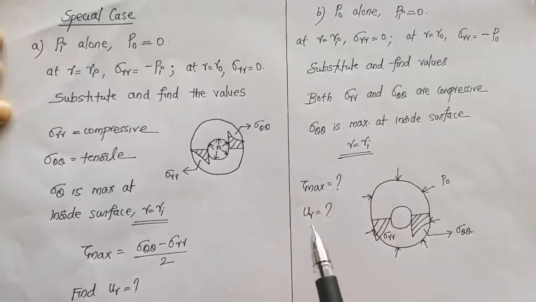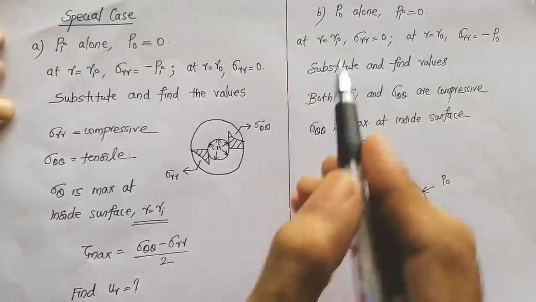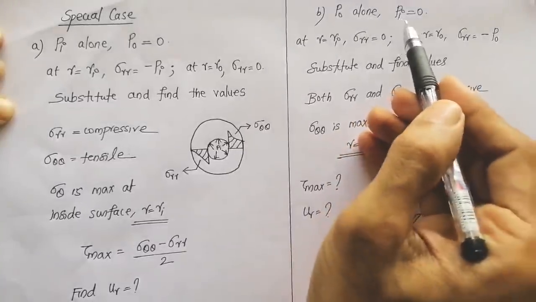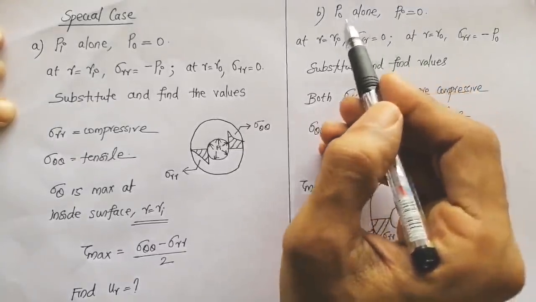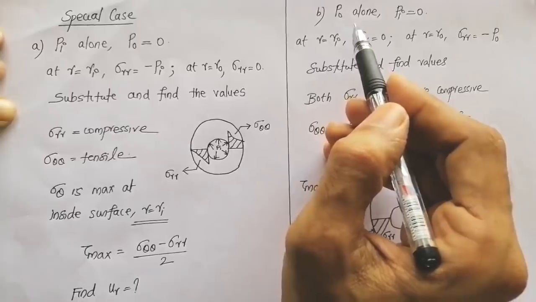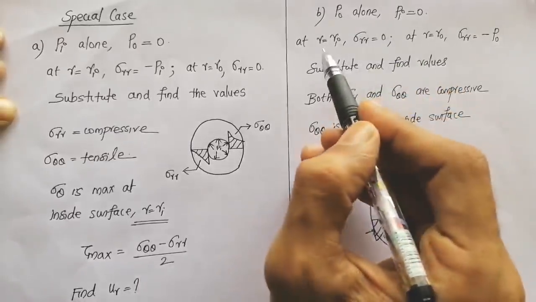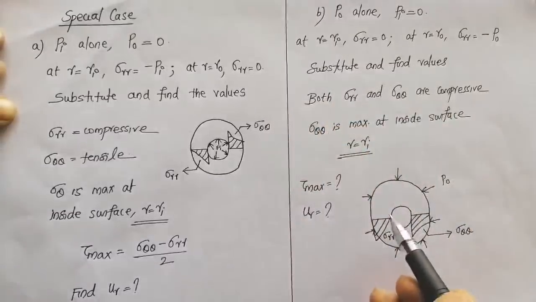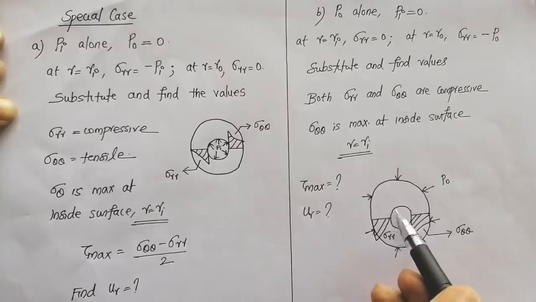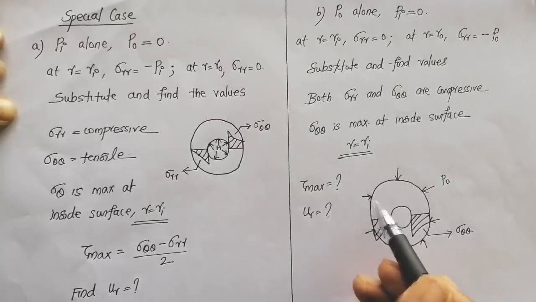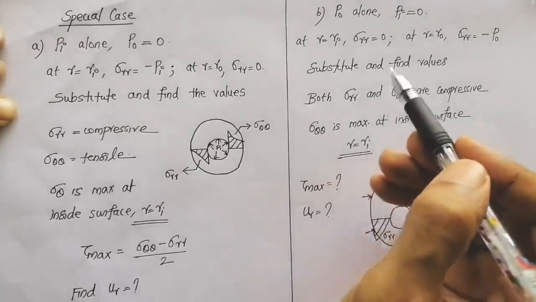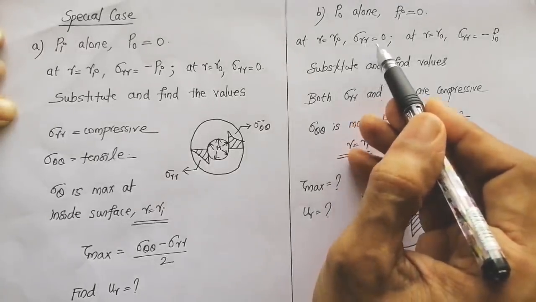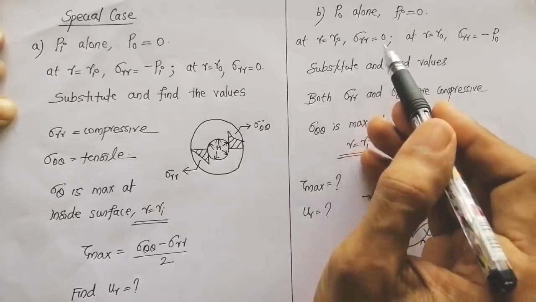Let us discuss the second special case where Pi is 0, internal pressure is 0, and only external pressure is acting. As I have mentioned earlier, let us impose the boundary conditions at R equal to Ri. At R equal to Ri, is there any stress acting? No, only the pressure Po is acting at the outer surface, there is no internal pressure. So we apply radial stress equal to 0, because pressure corresponds to radial stress.